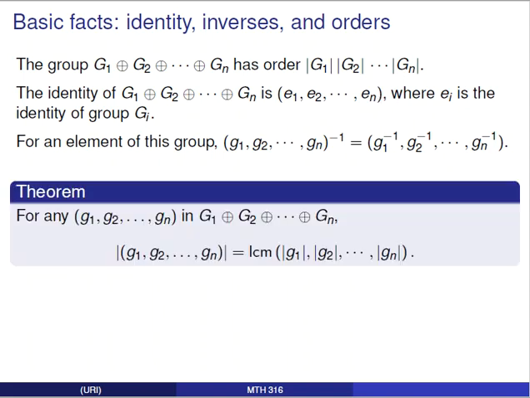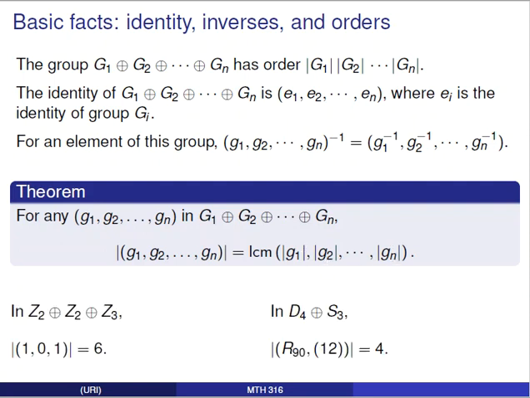Now, how about the orders of elements in a group? There's a theorem here we won't prove, but you are encouraged to take a look at proving it yourself. For any element of the direct product, the order of the element G1, G2 through GN will equal the least common multiple of the order of G1, the order of G2, and so on up through the order of GN. What I can do to find the order of the element is take a look at the orders of each entry and find their least common multiple.